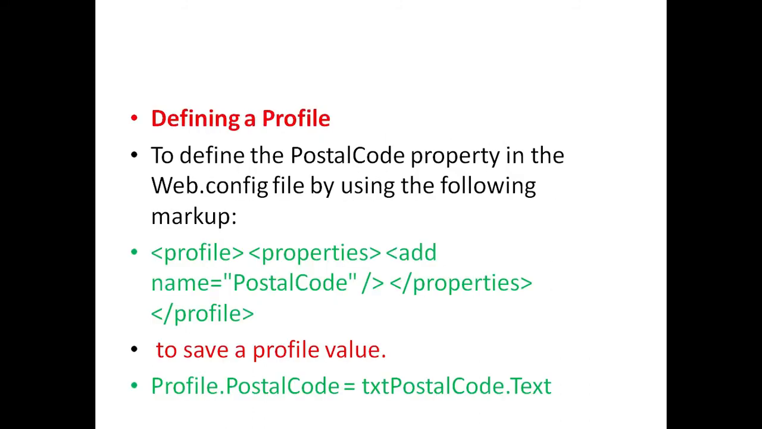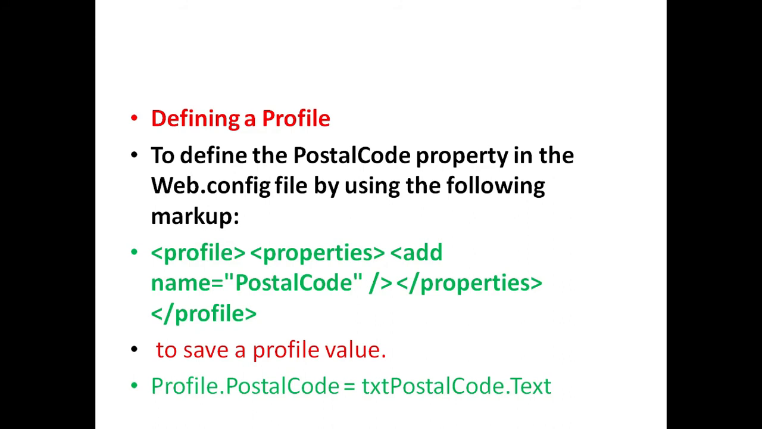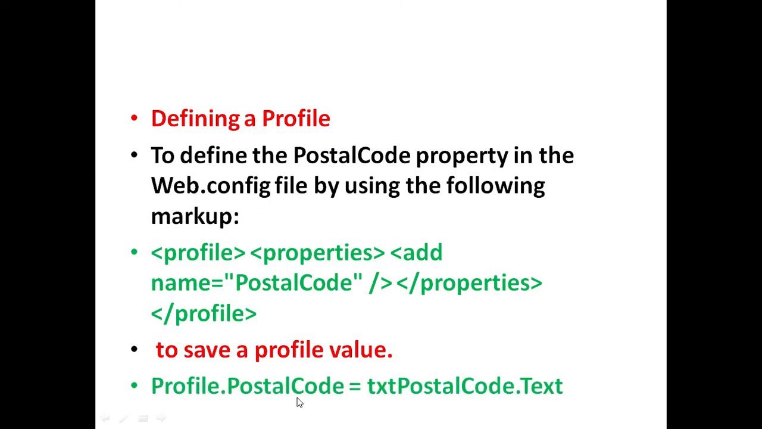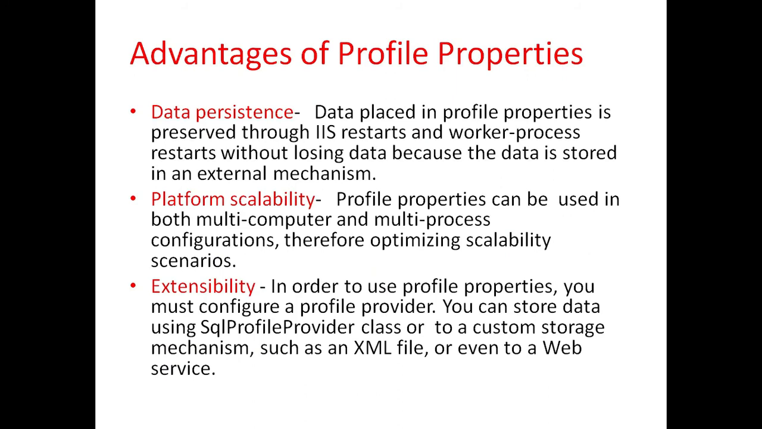Defining a profile property. To define the postal code property in a web.config file, the following syntax is used. Profile properties and add name PostalCode, which is a profile property. And to save a profile value, we will define Profile.PostalCode equal to txtPostalCode.Text. That is, the value of text box txtPostalCode is assigned to Profile.PostalCode.